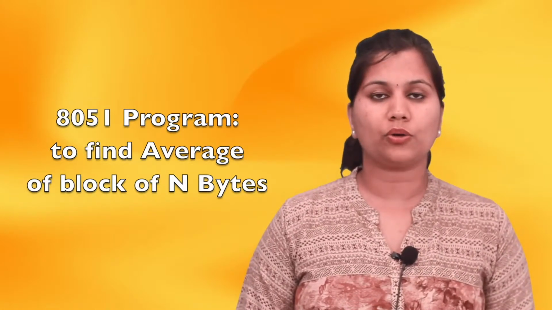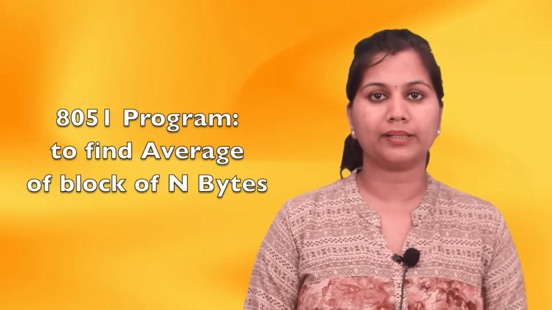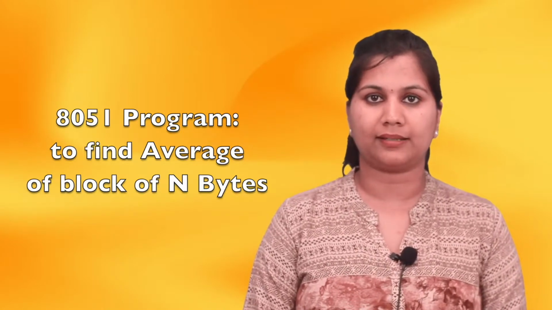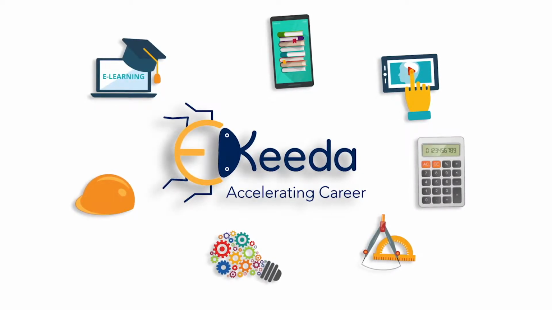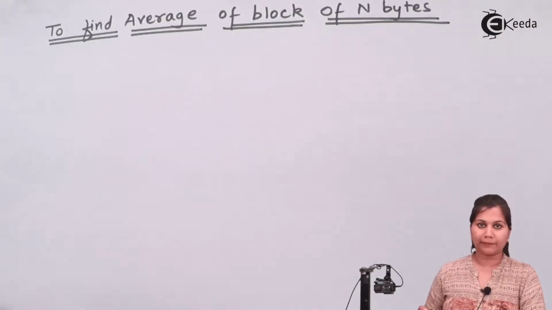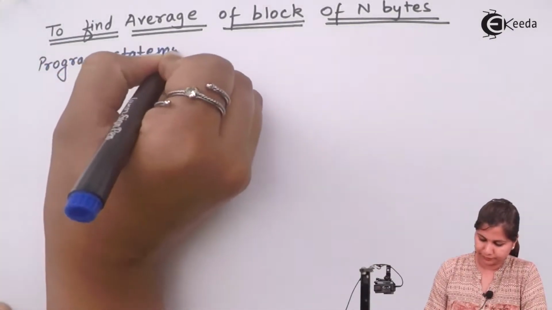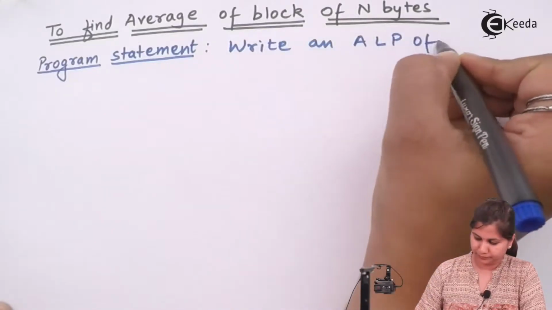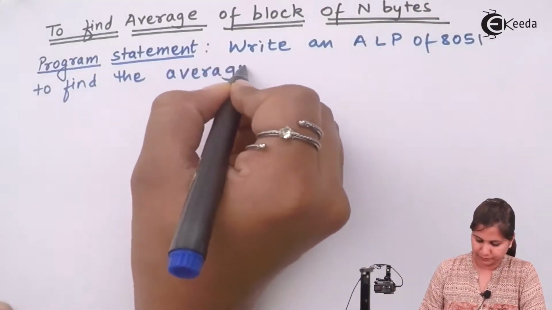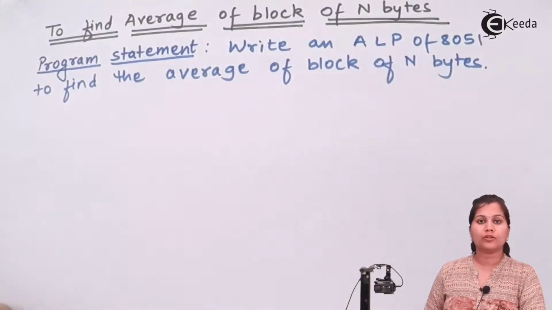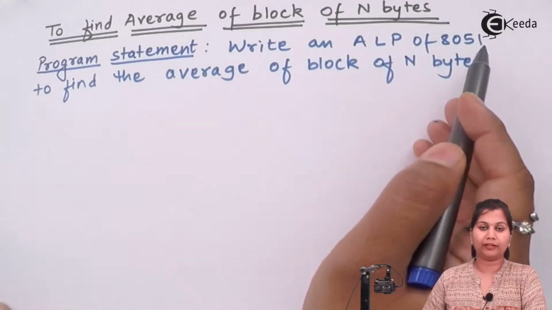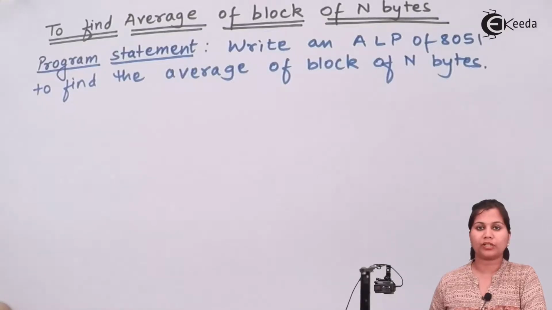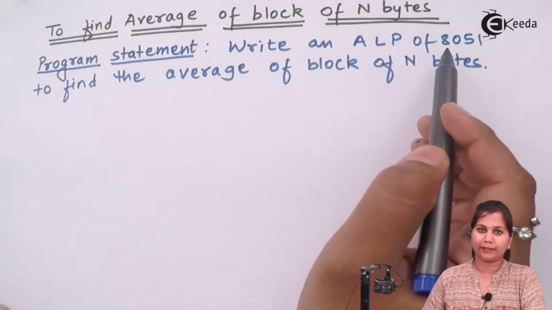So here also we will find the average of the numbers present in a block of n bytes. So let's start with the program. Let us first see the program statement. We have to write an assembly language program of the 8051, meaning we will use the instructions from the instruction set of the 8051 microcontroller.